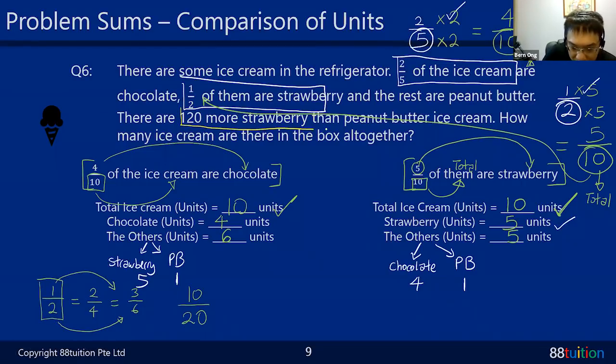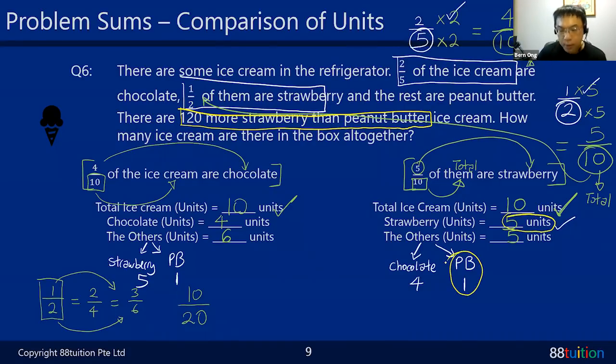There are 120 more strawberry than peanut butter. Look at strawberry. Strawberry got how many units? Strawberry got 5 units. Peanut butter got 1 unit. Is it true that strawberry is more than peanut butter? Yes, strawberry is 5 units. Peanut butter is 1 unit. So strawberry is 4 units more than the peanut butter.